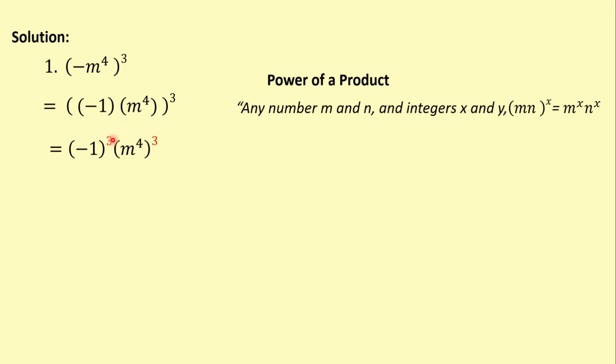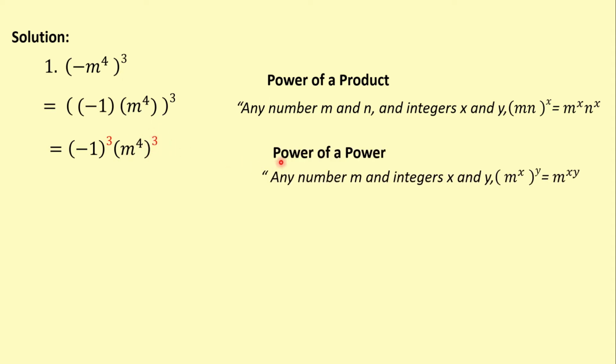Then, simplify natin 'to. So, gagamit ulit tayo dito ng law of exponent. Kasi may exponent siya. Then, na-raise pa siya sa exponent. Power of a power. So, gamit tayo ng power of a power law. Ito naman yung sinasabi ng power of a power. Any number m and integers x and y, m to the power of x raised to the power of y is equivalent to m to the power of xy. So, multiply lang natin itong dalawang power. So, ganun pala yung gagawin natin dito.